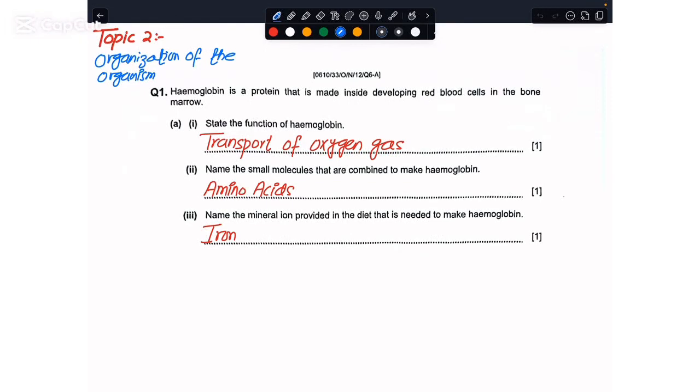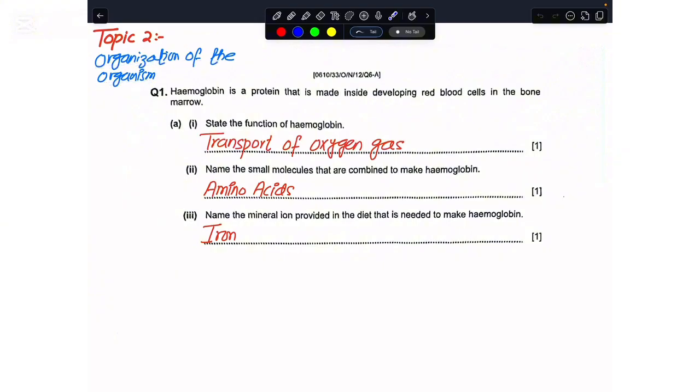Hello everyone. I welcome you back to this new series where I am going to discuss the topical past papers for your IGCSE biology. And here we are beginning with topic number two. The title of topic number two is the organization of the organism.